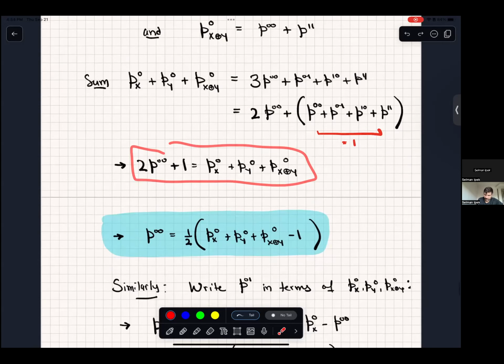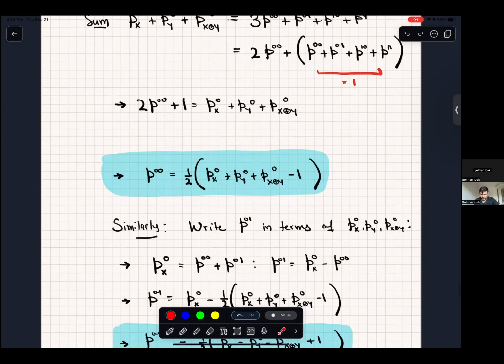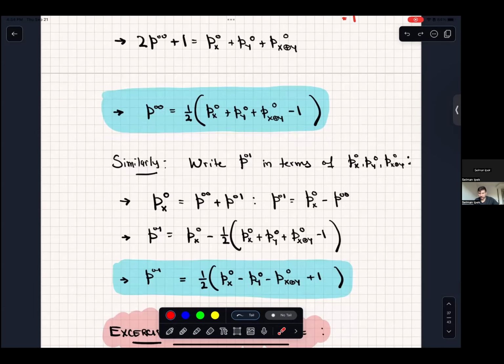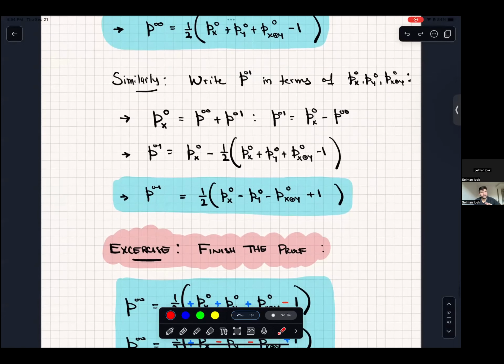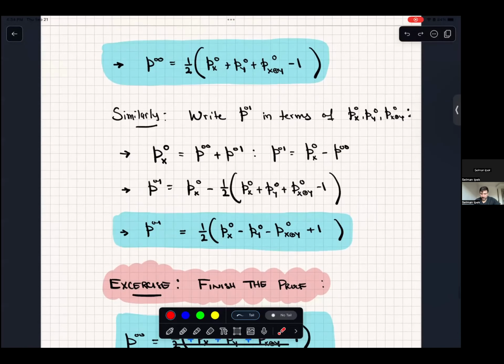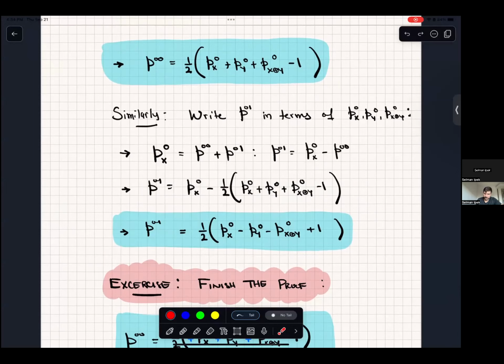Now I want to solve for p00, and when I do that, I get that p00 is 1/2 times the sum of these numbers minus 1. And similarly, we can write the rest of the terms just like this in terms of these marginals. Let's see how to do this for one other example. And as an exercise, you guys can finish the proof. The other steps are very analogous, so it's not leaving much to the imagination.